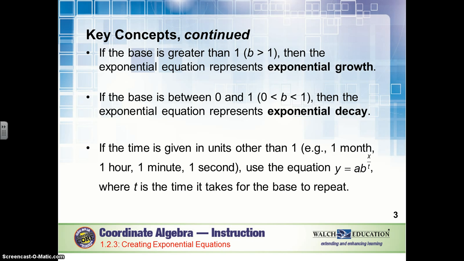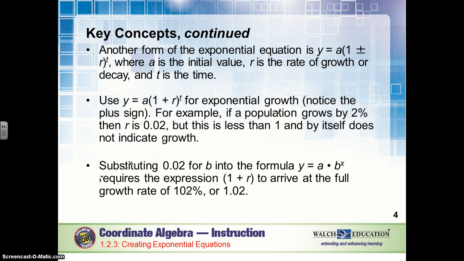Now, one thing that can get confusing is time. If time is given in units other than 1, for example, if it's 1 month, 1 hour, 1 minute, 1 second, use the equation y is equal to a times b to the x over t power. T is the time it takes for the base to repeat. Another form of the exponential equation is y is equal to a times 1 plus or minus r to the t power. A is your initial value, r is the rate of growth or decay, and t is the time.